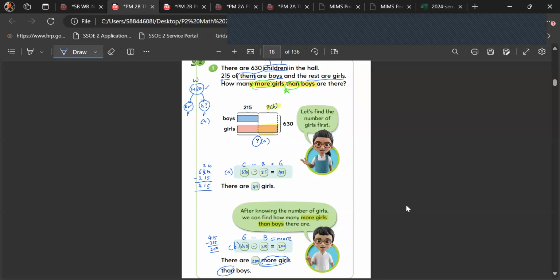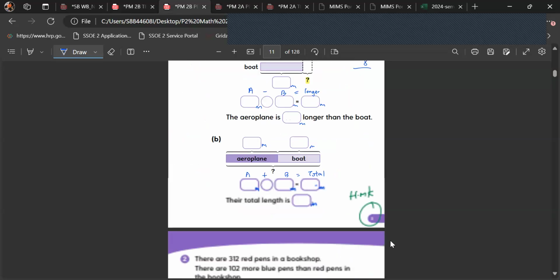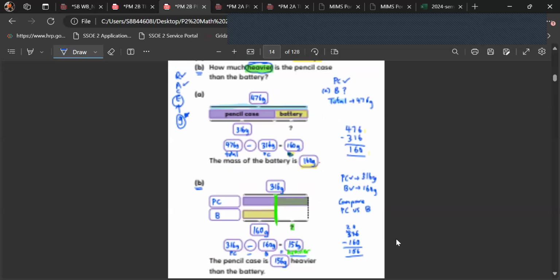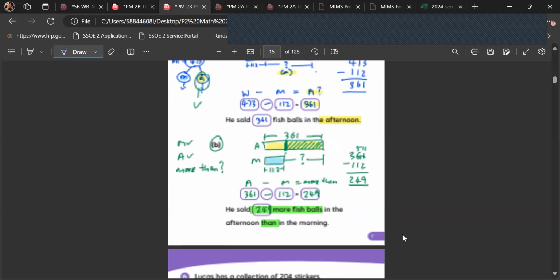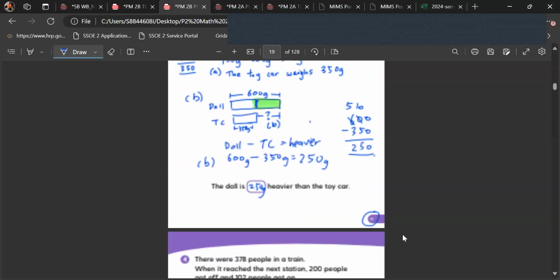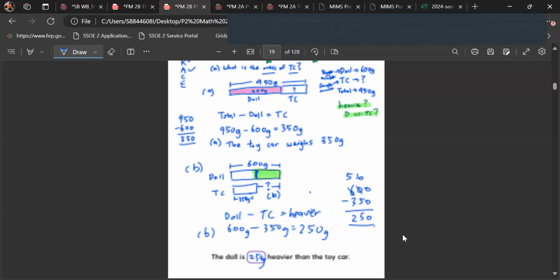Okay, so yesterday we tried one question from our worksheet. We did the aeroplane question as homework, and then we went on to try another two-part question for the batteries versus the pencil case. And then we tried one two-step problem, here, for this question on the toy car versus the doll. You realize that here we're still drawing two models.